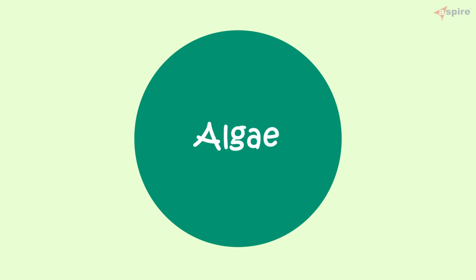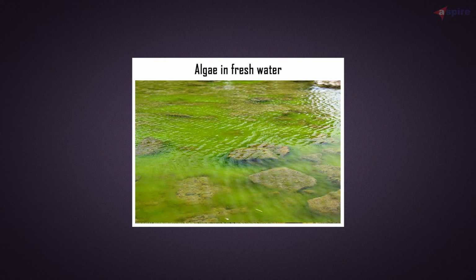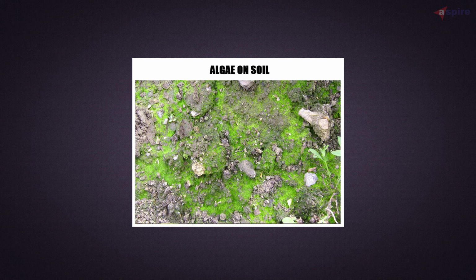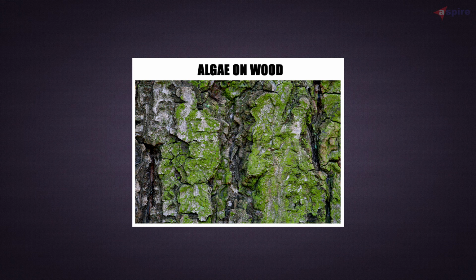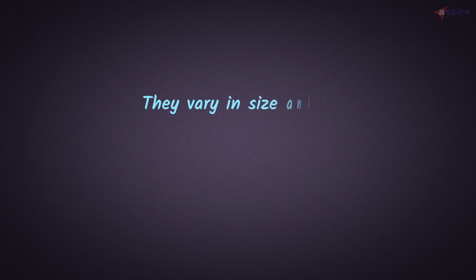Have you ever noticed a green slippery substance on the bank of a lake or on rocks near a beach? These are algae. It's slimy in nature. They are fairly aquatic, living either in freshwater or marine habitats. They also inhabit diverse places including moist stones, soil or wood, and sometimes on other animals as in the case of a sloth bear. They vary in size and form.